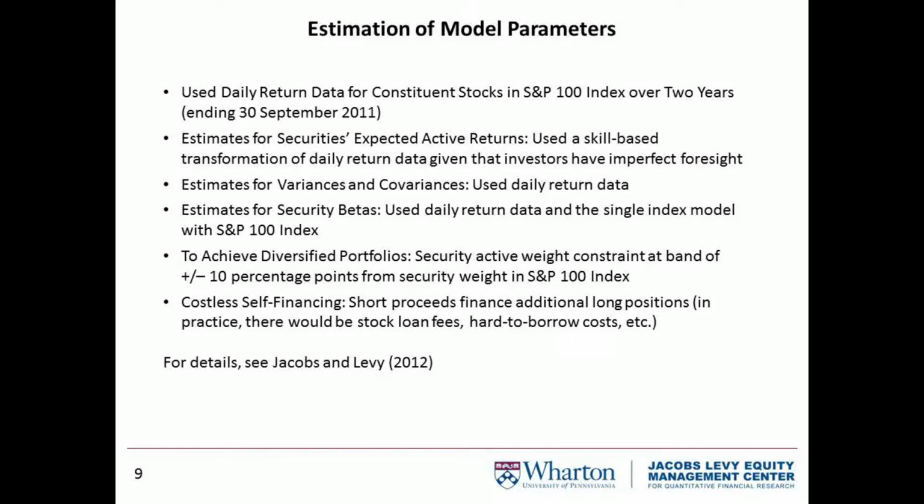The next bullet talks about diversification. In much of what we do, we want to have diversified portfolios, and so we achieve that by applying a constraint that no security can have a weight more than 10% above or below its weight in the index. So for example, if IBM is 3% of the index, we wouldn't want to hold more than 3 plus 10 or 13% long. And if we disliked IBM, we wouldn't want to hold more than 3 minus 10 or 7% short.